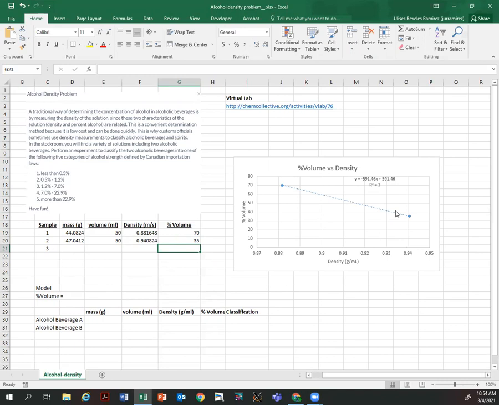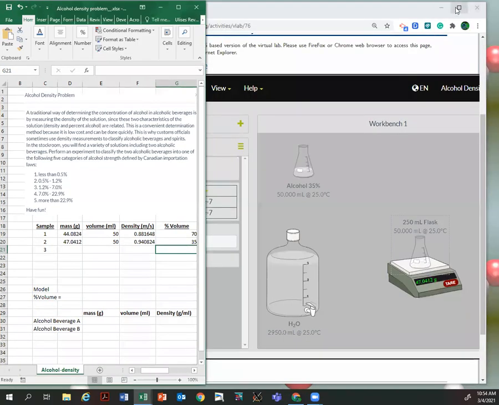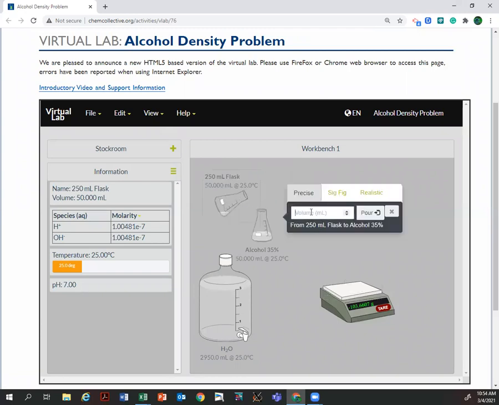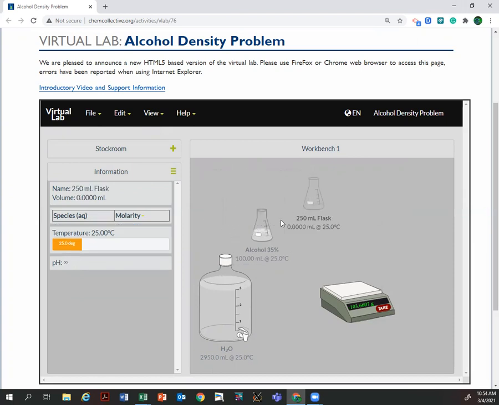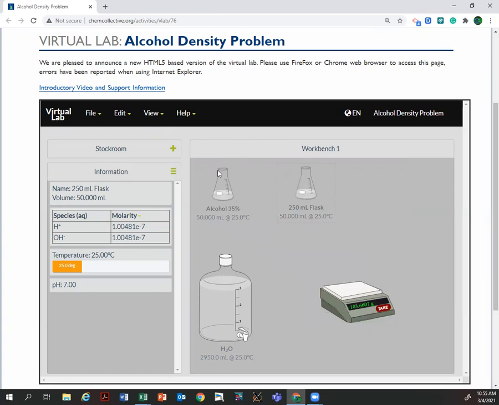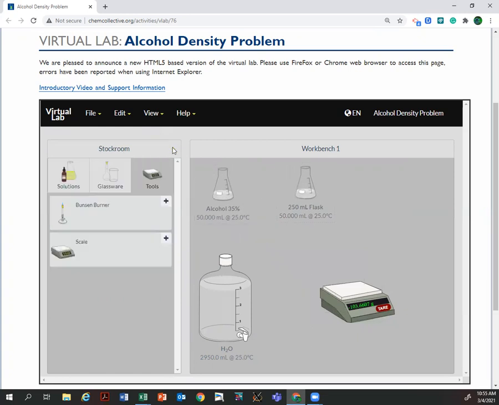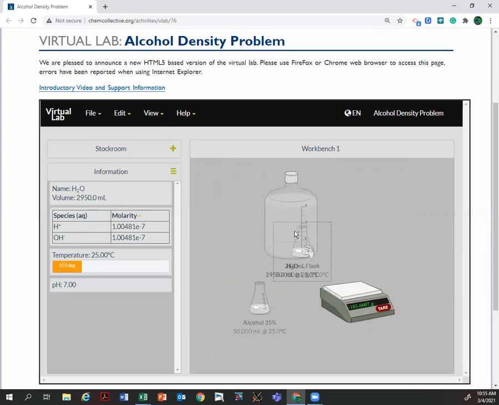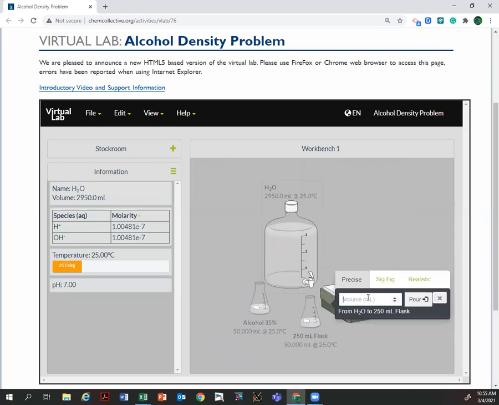Let's have at least one more point to be sure that our equation is correct. So let's go back here. Actually, I can just keep the same procedure: put the 50 milliliters back here, then add water to this solution. Let's see, 50 milliliters of water.